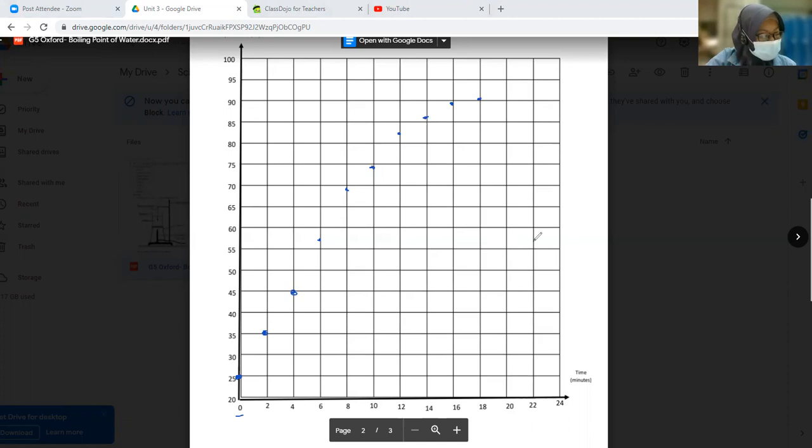In minute 20, it's 92, here. In minute 22, it's 93, somewhere here. And minute 24 is also 93. So we have made the points. Now let's draw the graph, the line according to the points.